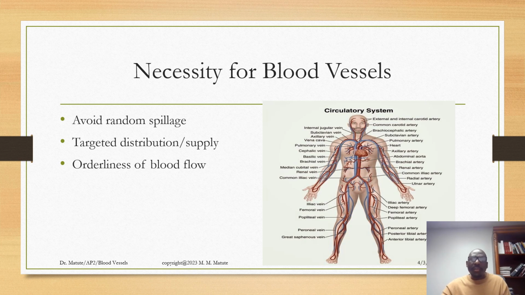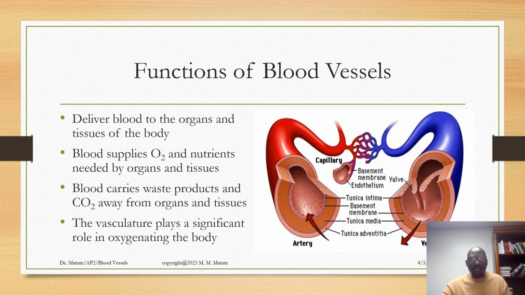So why is it necessary to have blood vessels? I said a couple of seconds back that blood vessels are like roads. They can take blood to targeted organs. They ensure that movement of blood is not random. So if you dissect a human being and you go in there, you will not find blood just scattered all over the place.